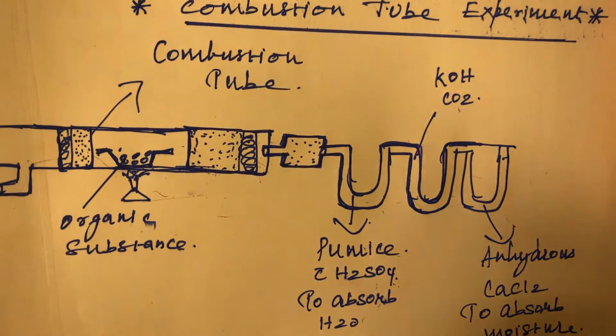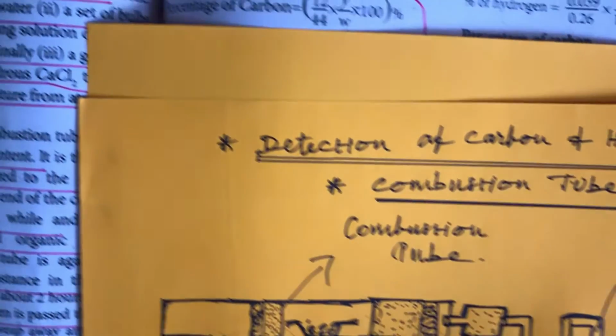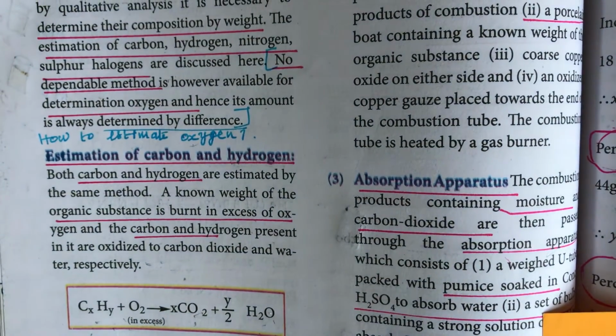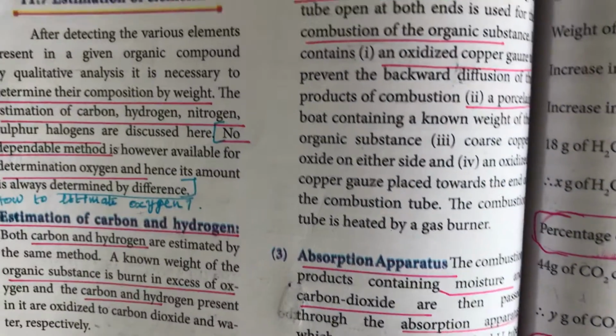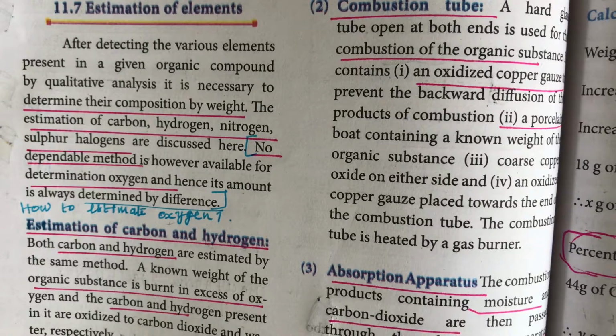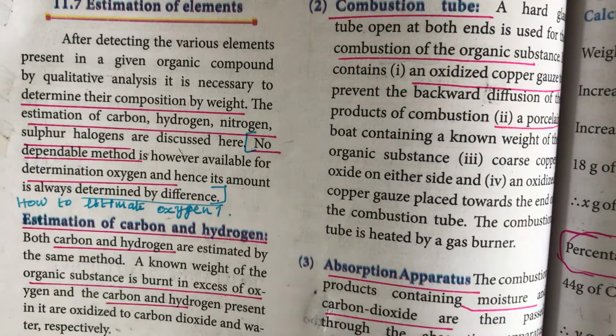Determination of carbon and hydrogen by combustion tube experiment. Already we studied the detection of carbon and hydrogen by qualitative analysis. We have to determine the amount of carbon and hydrogen present in an organic compound. There are various methods given for carbon, hydrogen, nitrogen, sulfur present in an organic compound.